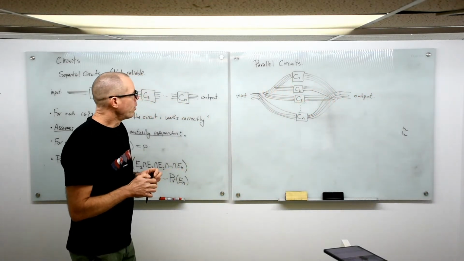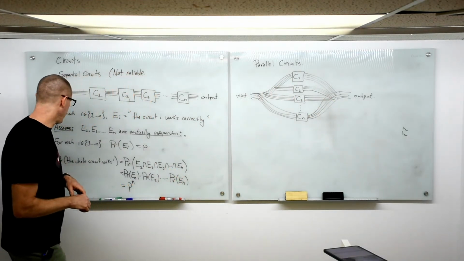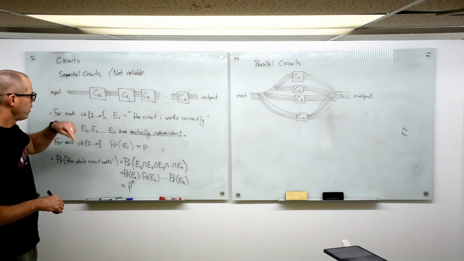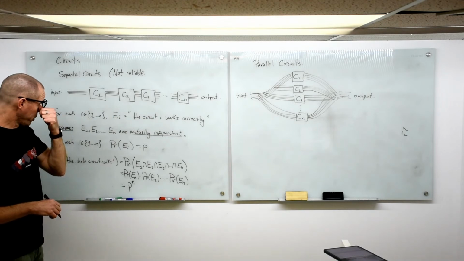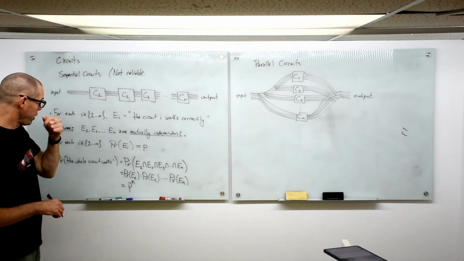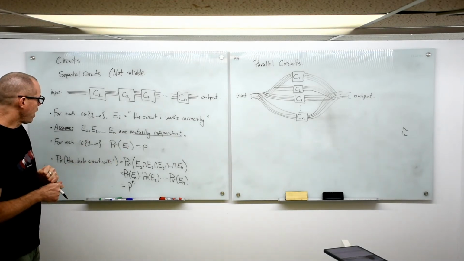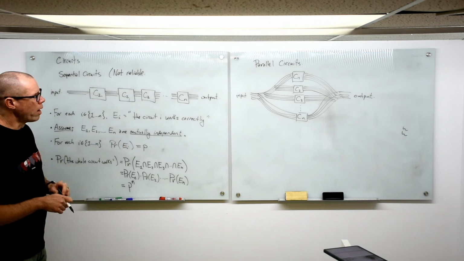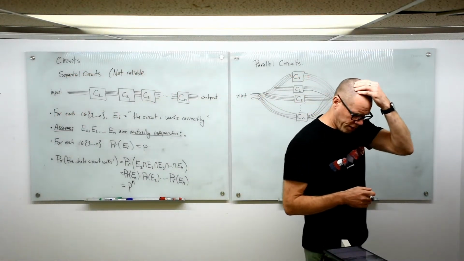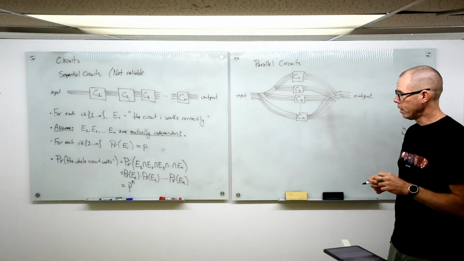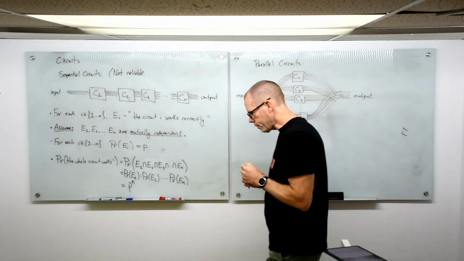Okay, so same setup now. We're still going to define E_i as the event that circuit i works correctly. We're still going to assume that the events E_1 through E_n are mutually independent, and that each one works correctly with probability p. Now we want to figure out the probability that the whole circuit works.